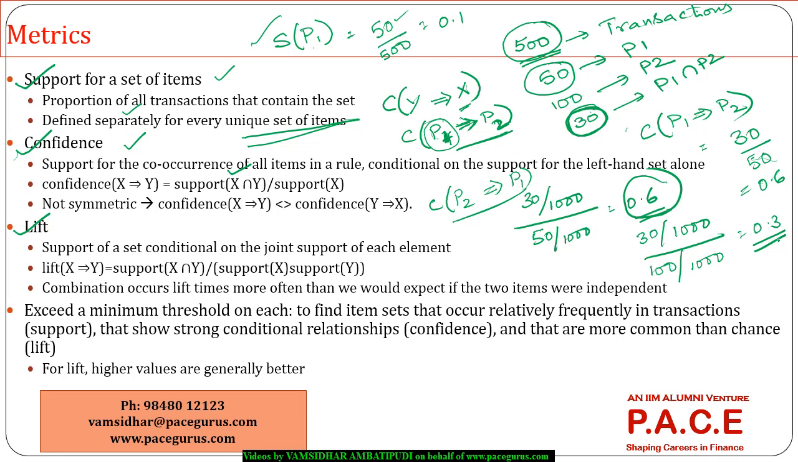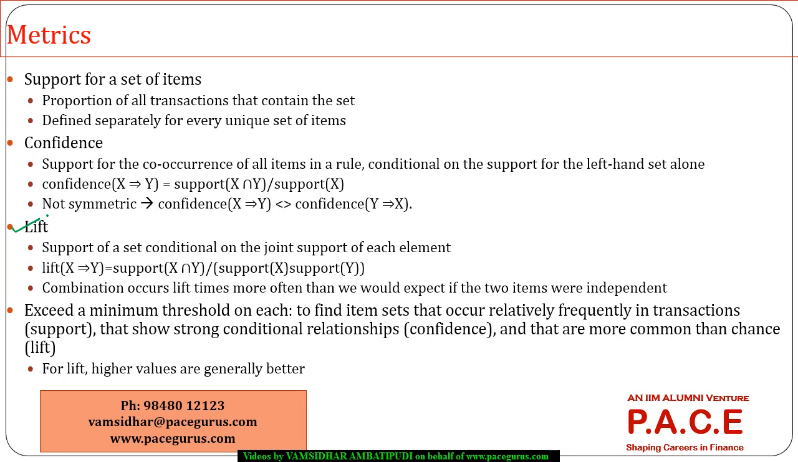Another term that we compute in the association analysis is the lift. Then comes the understanding of lift. The lift is given with the formula. I'll take the support of both of them occurring together and divide it by both the individual supports. This is what we call a lift. What this simply says is, it's a support of a set conditional on the joint support of each of the elements. So if you see the same example.